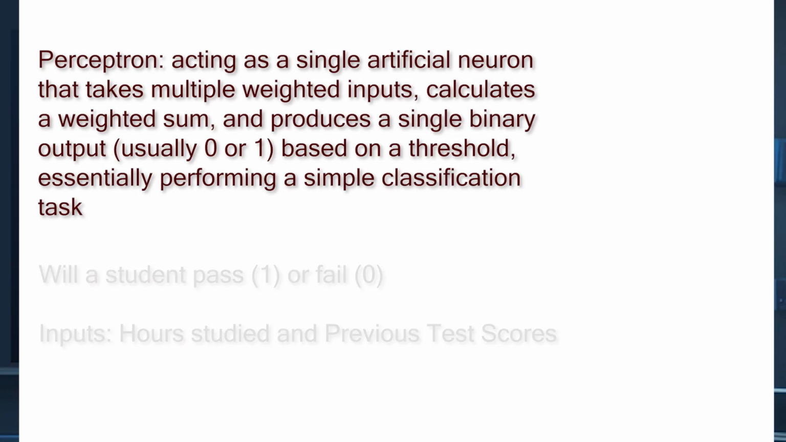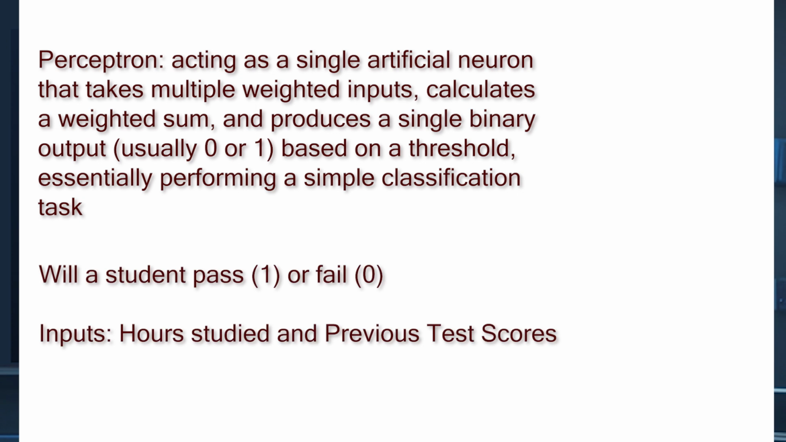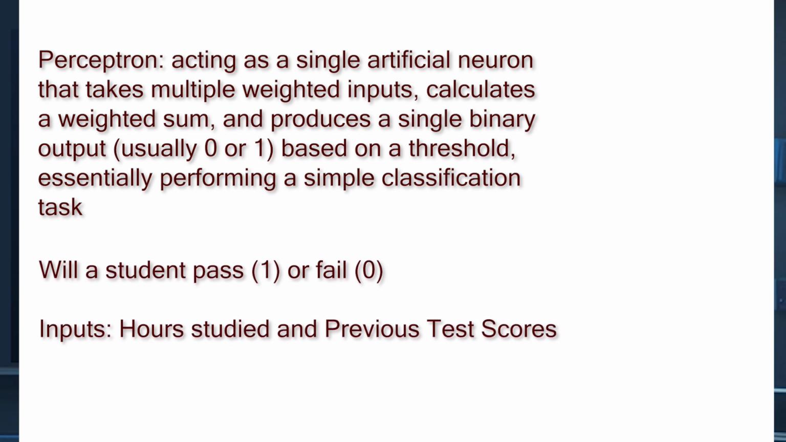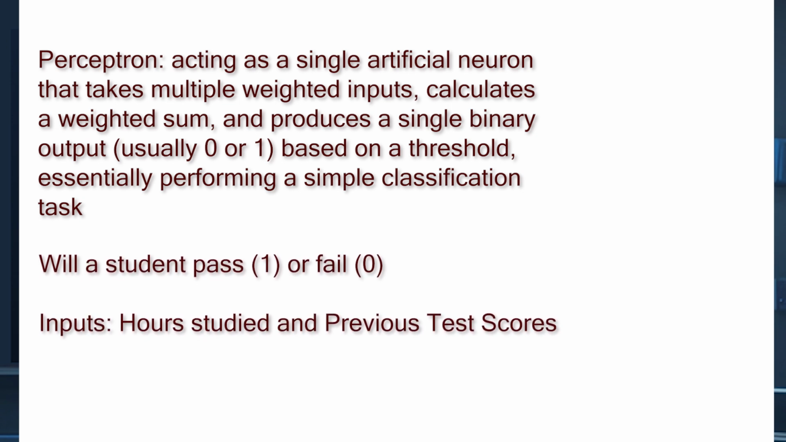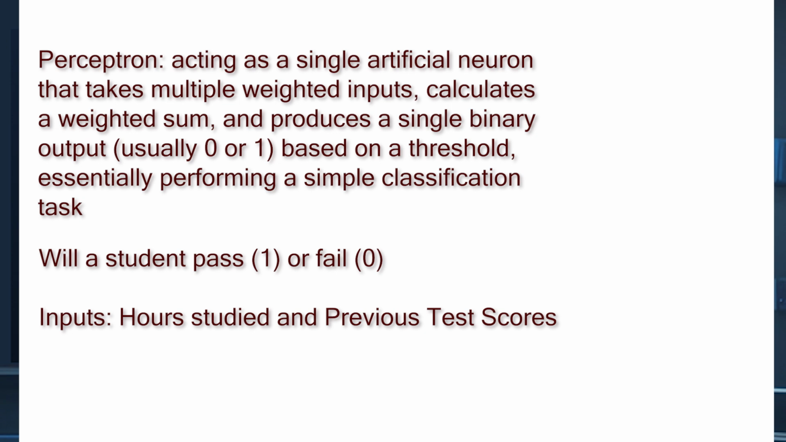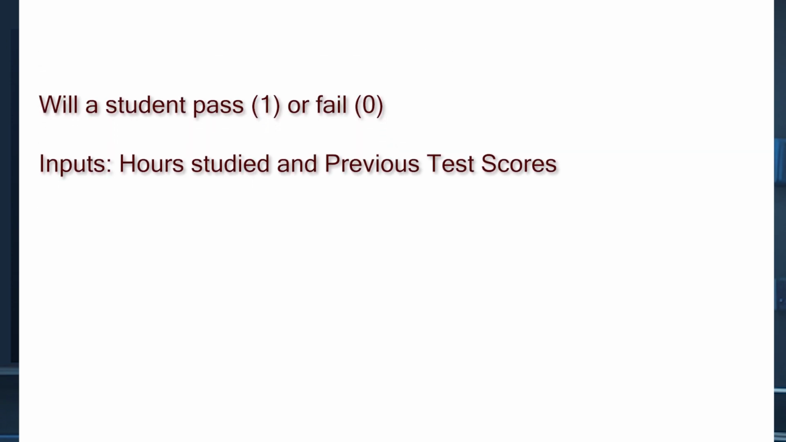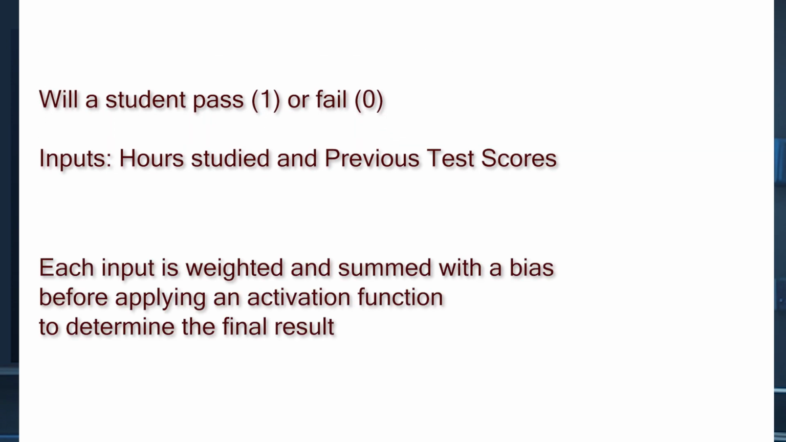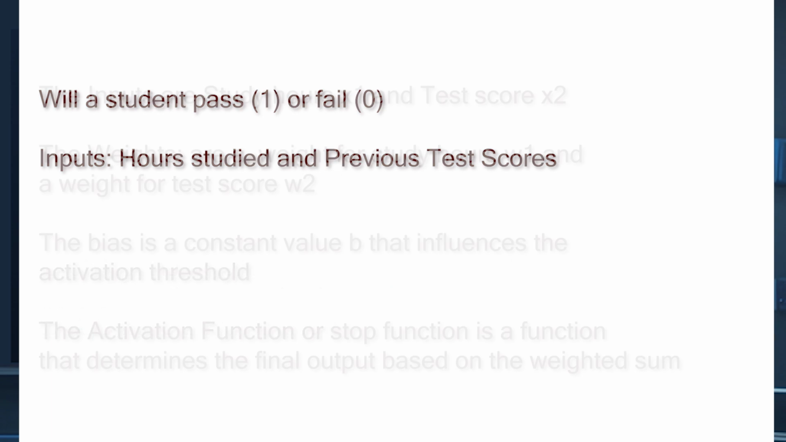Our little system classifies whether a student will pass an exam based on two inputs, which are their study hours, or hours input, and their test scores, score input, where the output would be pass, or 1, and fail, or 0. Each input is weighted and summed with a bias before applying an activation function to determine the final result, essentially deciding if the combined weighted value exceeds a certain threshold to classify as pass.